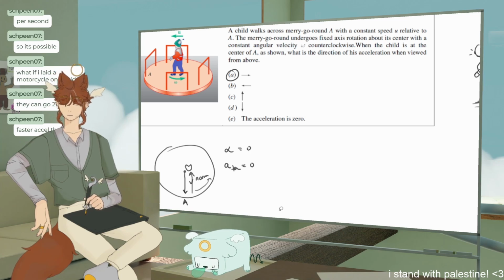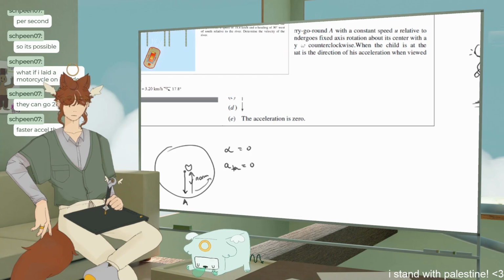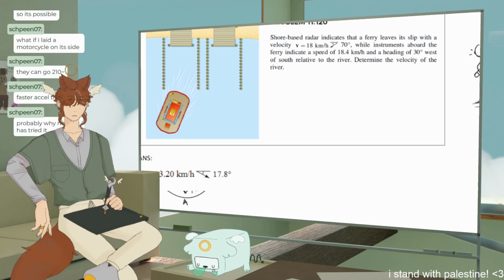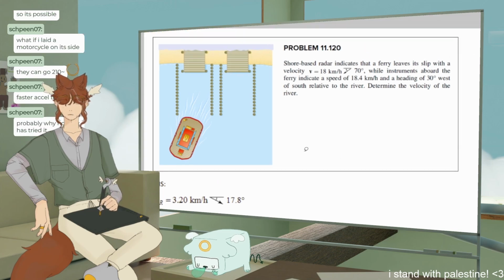Okay, this is the beginning of the silly billies. Unfortunately, this is probably why nobody's tried it.